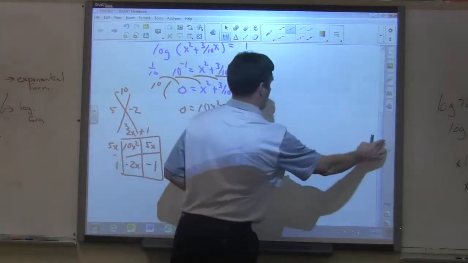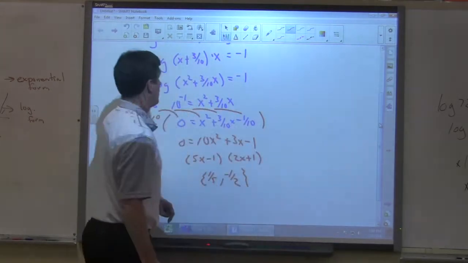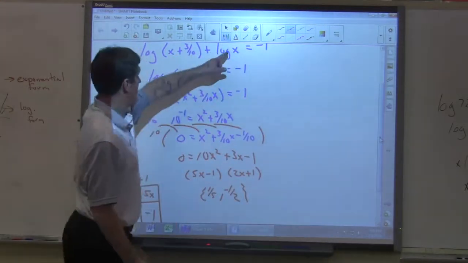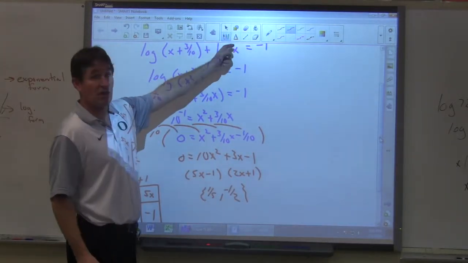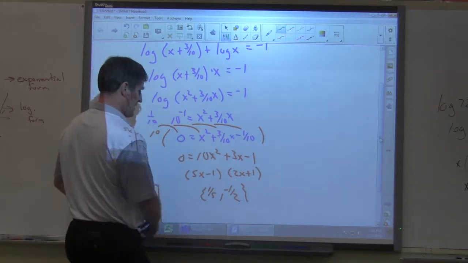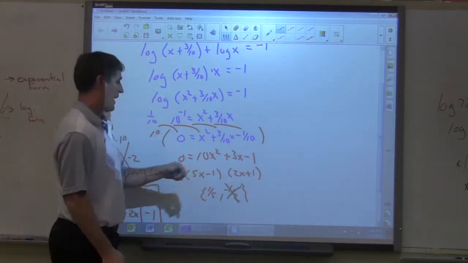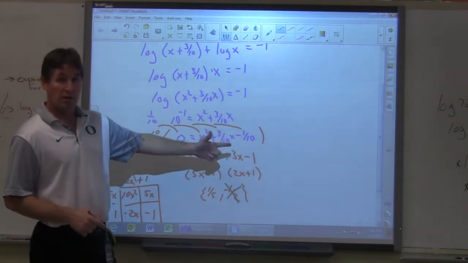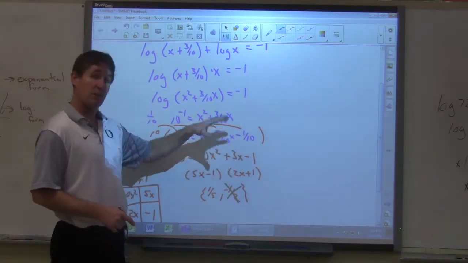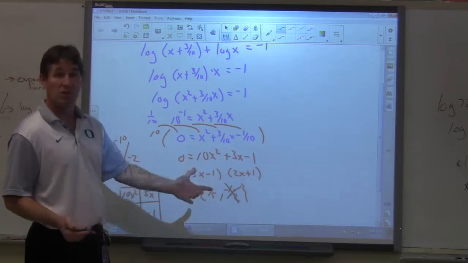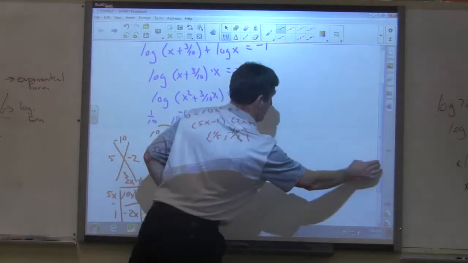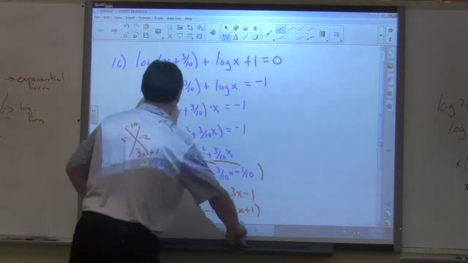Now, when you go back, remember, you can't take logarithms of negative numbers. So up here, if I put in that negative 1/2, it's a log of a negative number, so that eliminates negative 1/2, and so our answer is just 1/5. You could have used the quadratic formula with the fractions and put in decimals, and then you just get 0.2, but it's the same thing. So that was number 16.